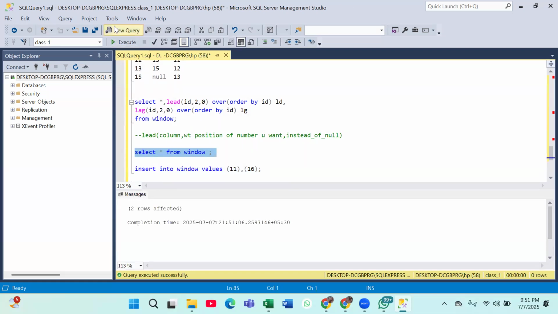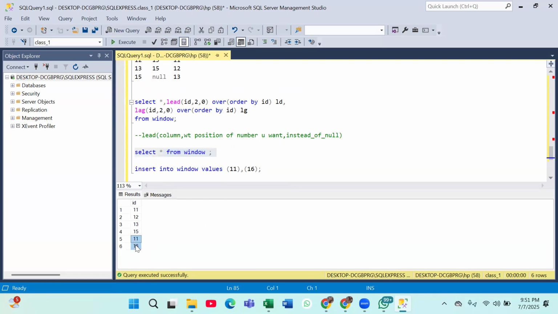Now if we show you the window table, you can see that 11 and 16 are at the bottom, right? But if I do order by, things will get changed. You can see that 11 is at first now and 16 is at the bottom now. Means they are in ordered format now because we have done order by ID in ascending order, right? Are you able to get that? So I don't want to change this order. How can I do that? With the help of select 0.